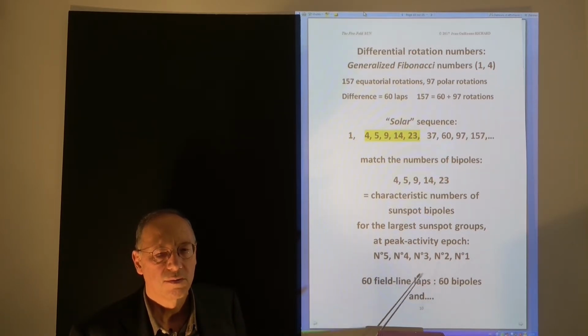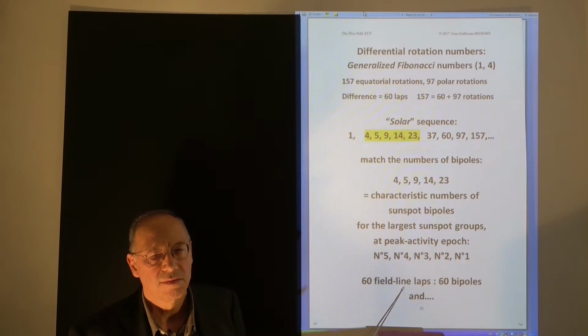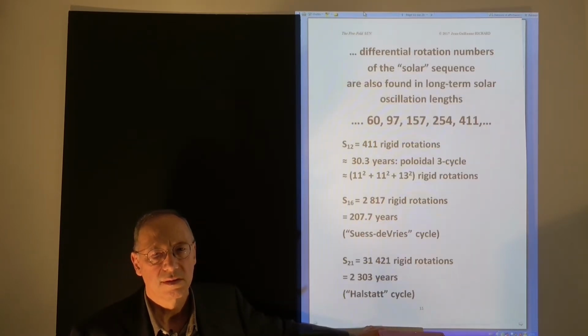So in total, we have at the peak epoch of a full cycle 60 accumulated field line laps corresponding in each hemisphere of the Sun, north or south, to 60 bipoles as a characteristic number at the surface of the Sun.